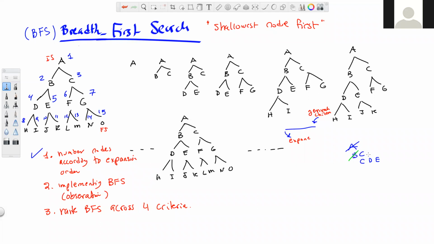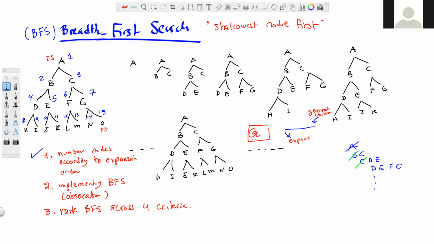And I just repeat the process. So the next thing to expand, I pull from this side. So it's going to be C. And when I remove this, and it's not the goal, I add its children. The children are F and G. I put them on the other side: E, F, G. And you can keep going with this. So if you use a queue to maintain the fringe, you get the behavior that you want, which is you're going shallowest first.